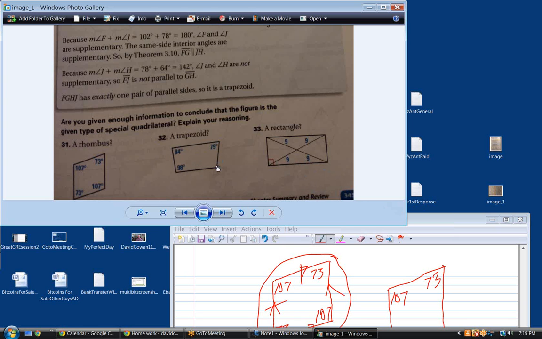Okay, is that a rectangle? No, I mean, yes.